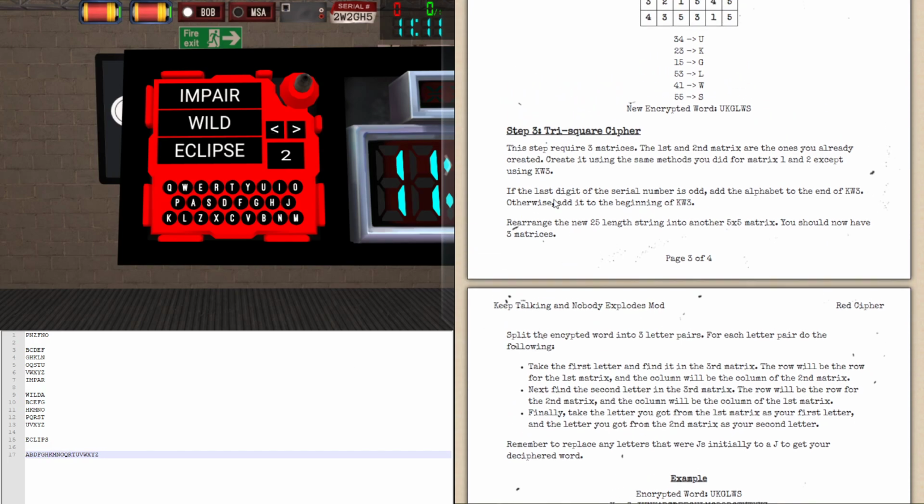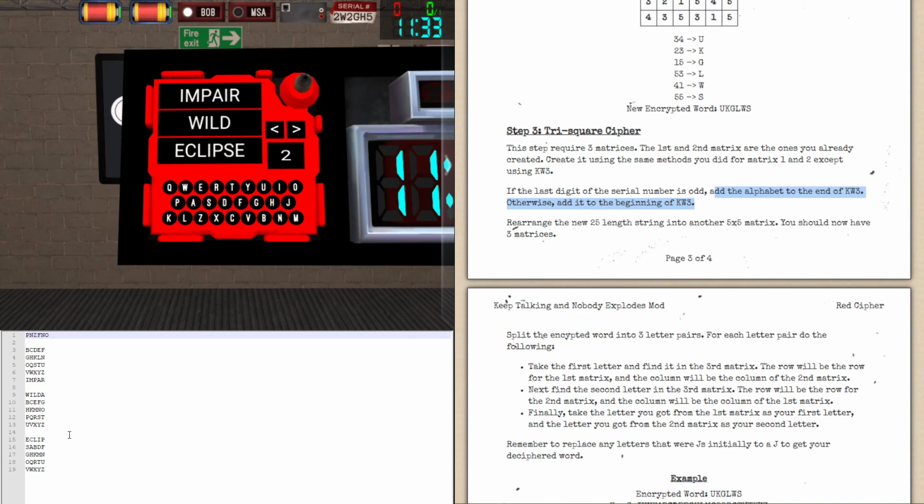And then if the last digit of the serial number is odd, which it is in this case, add the alphabet to the end of keyword 3. So we're going to add it after the keyword as opposed to before. Then we're going to split it up into a 5 by 5 matrix, and we got our 3 matrices.